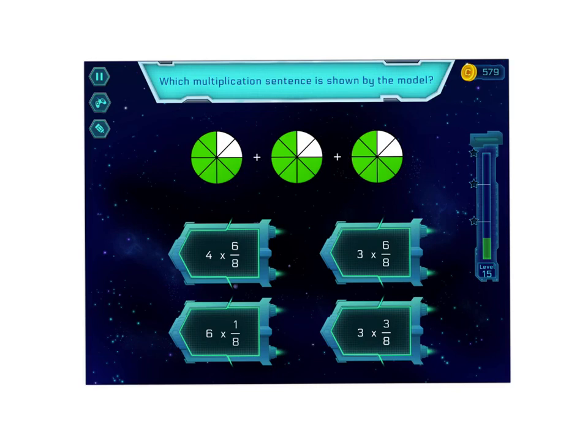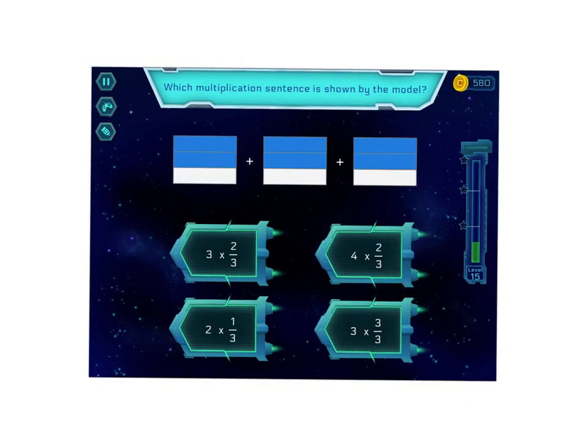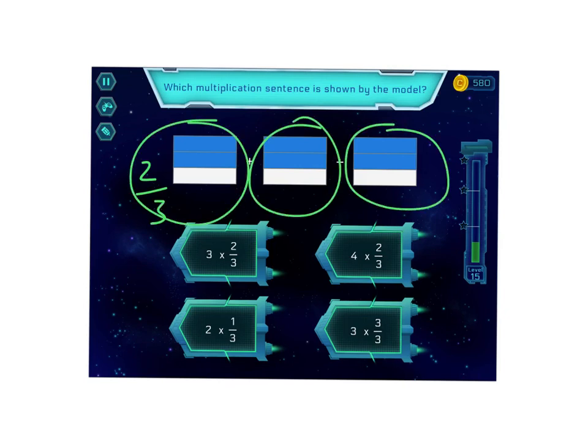Here's a picture they've made for us. Let's see what's colored in. There's 8 pieces and 6 are colored in. So the fraction is 6/8, and they've done it once, twice, 3 times. So they're looking for 3 times 6/8. Another picture here, you've got 2/3. How many times? Once, twice, 3 times. So 3 times 2/3.